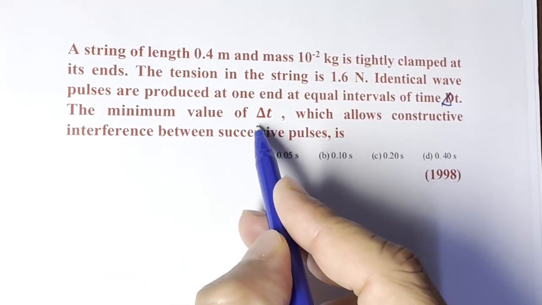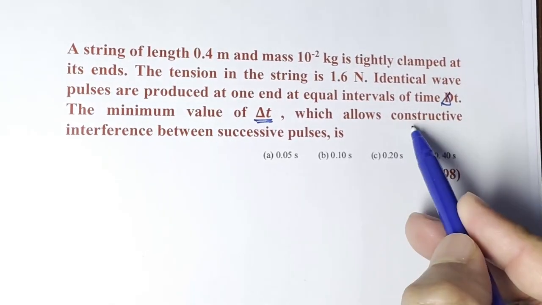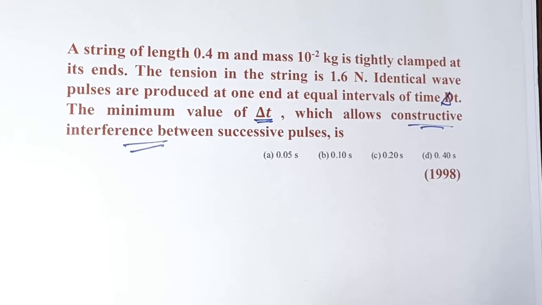So we have to find out the difference between the identical pulses such that it results in constructive interference between the successive pulses. Okay. So let us start from this statement only: in order to find out the time interval delta t, we are going to find out the fundamental frequency, and this fundamental frequency is going to give us the time between the successive pulses to produce a constructive interference.